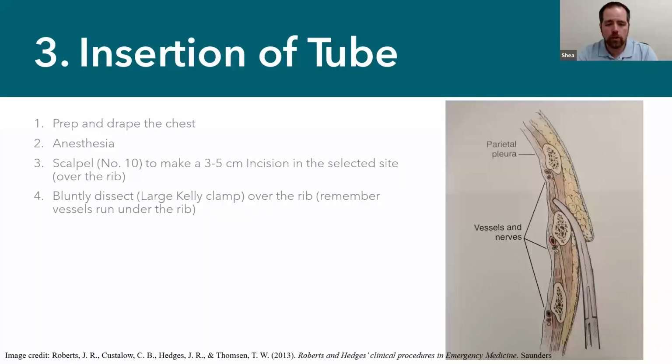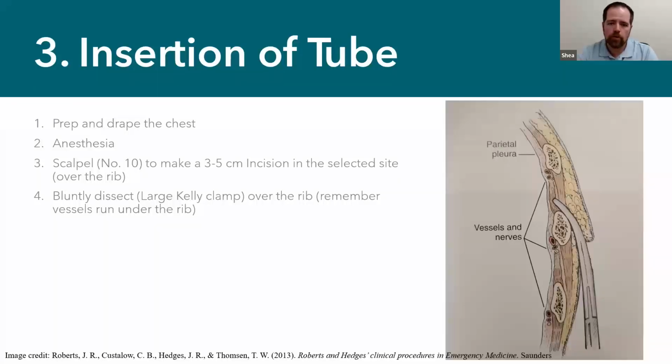We want to make sure we have our equipment, right? So we're ready. We have our number 10 blade. We're going to make a 3 to 5 centimeter incision in the area that you've selected, either the 4th or 5th intercostal space, anterior or mid-axillary line. So 3 to 5 centimeter incision. We don't want to go too big. That's more stitches and more morbidity for your patient.